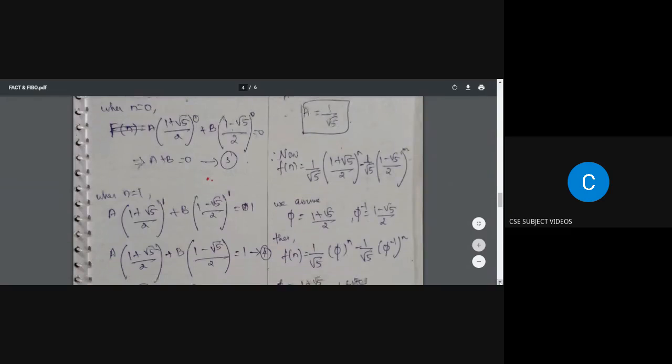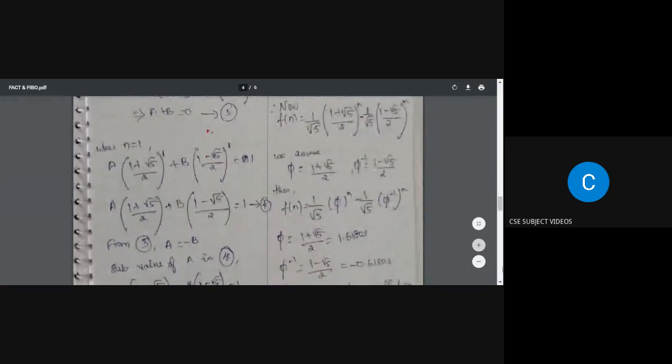Now when n equal to 1, a into 1 plus root of 5 divided by 2 whole power 1 plus b into 1 minus root 5 divided by 2 whole power 1 is equal to 1.